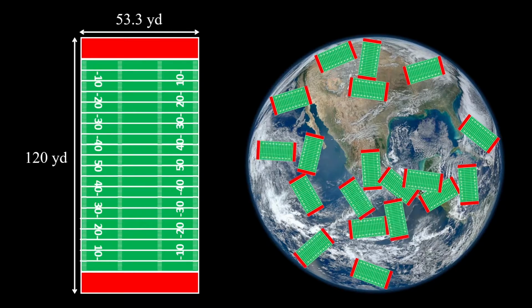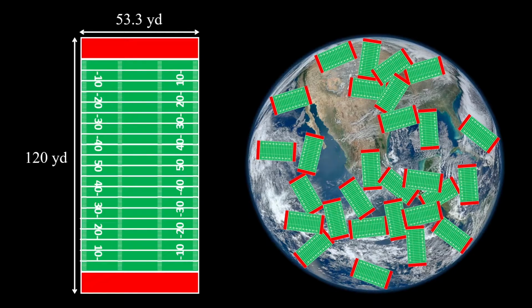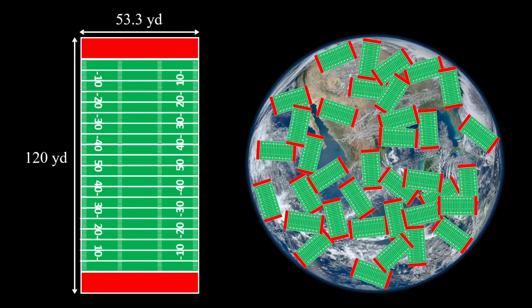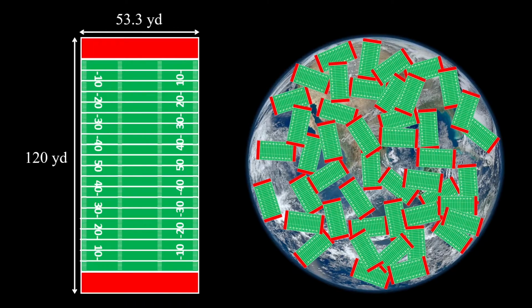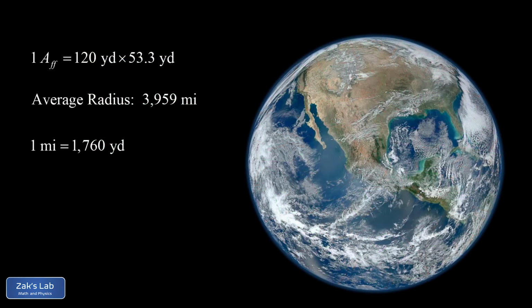surface of the Earth. Now, before we begin, I want to note that the dimensions of a football field are 120 yards long by 53.3 yards wide, and the extra length there is because we're including both end zones. So we have a little table of conversions on the left here. The dimensions of the field, that's 120 yards by 53.3 yards, the average radius of the Earth at 3,959 miles, and a conversion between yards and miles, so 1 mile is 1,760 yards.